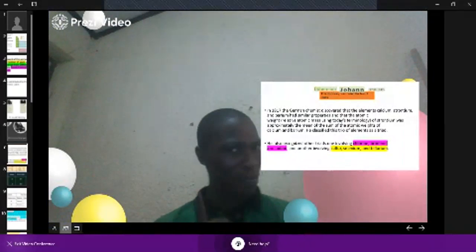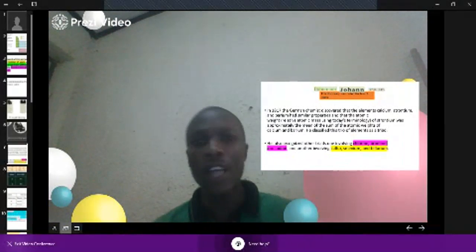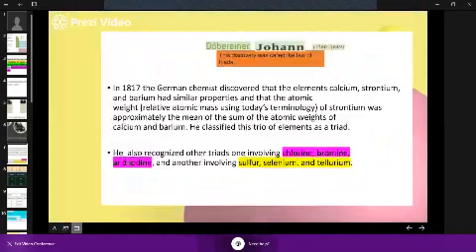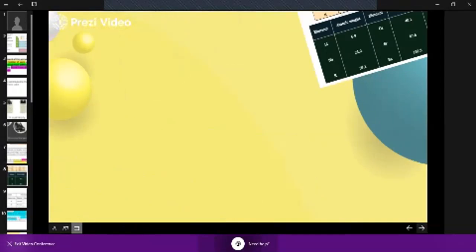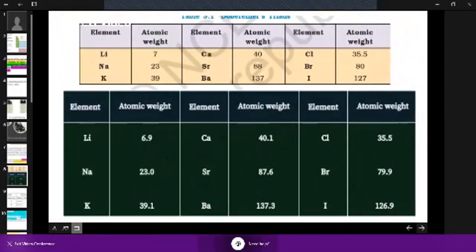So it was like, maybe there is something. He classified that as a triad. He went on to look at sulfur, selenium, and tellurium. He did the same thing, and it was coming out. So he came up with the law. But was this law corresponding with other elements? Not all elements could fall in this law. So there was a problem. But these are some of the elements worked on.